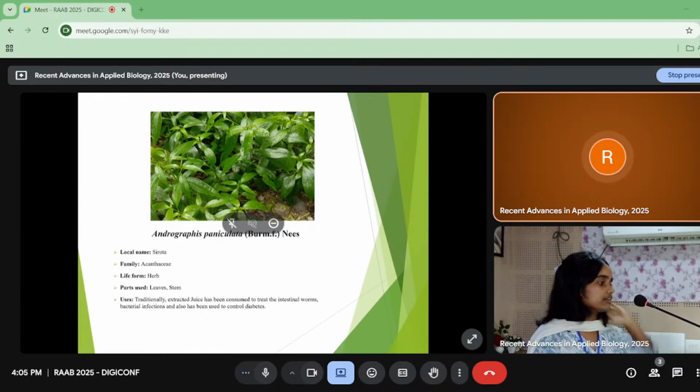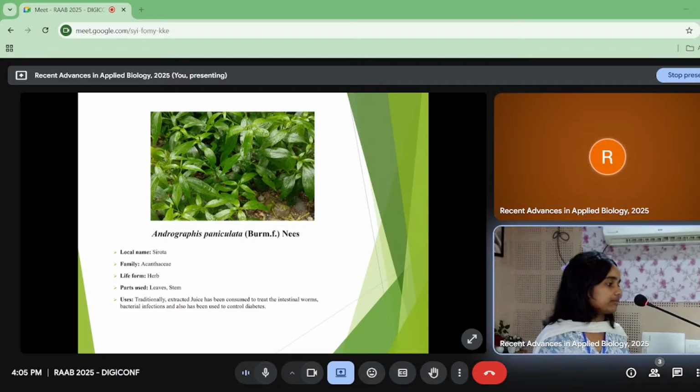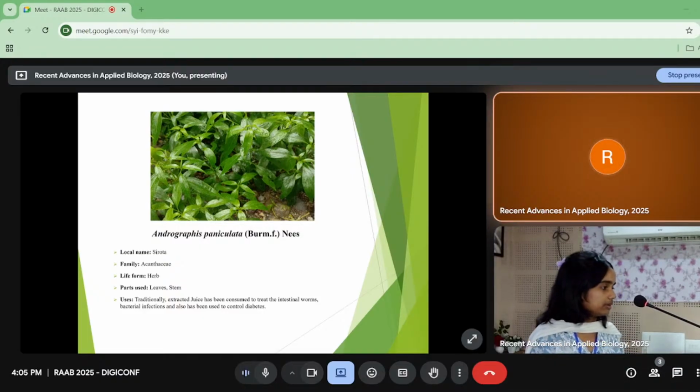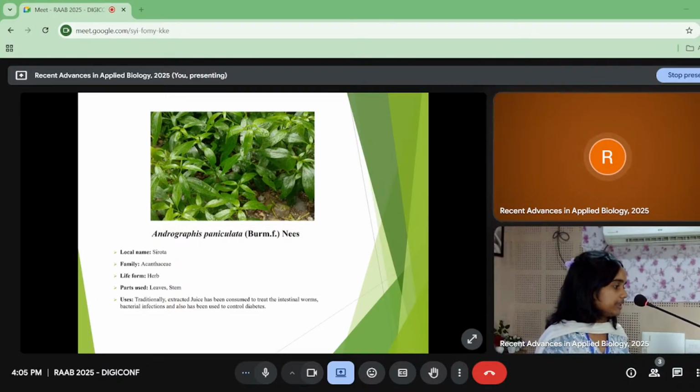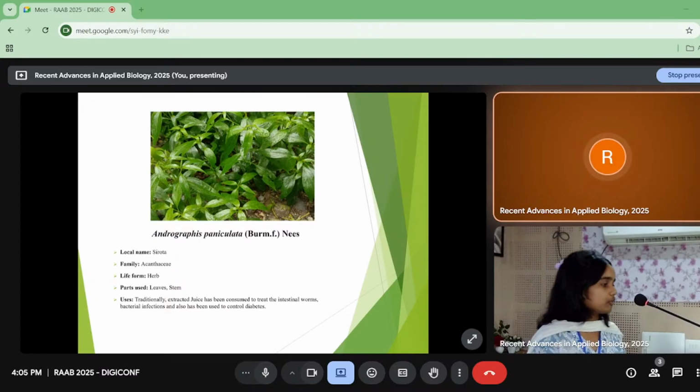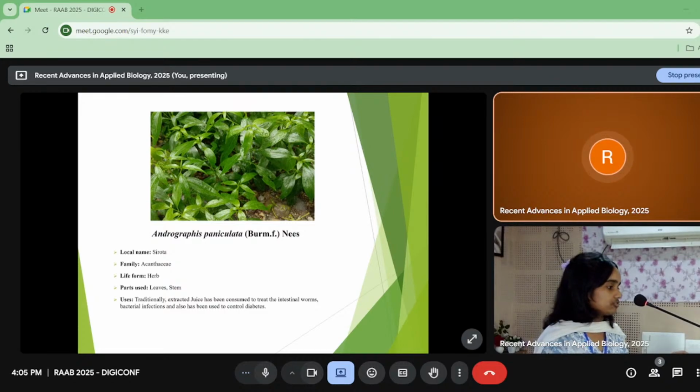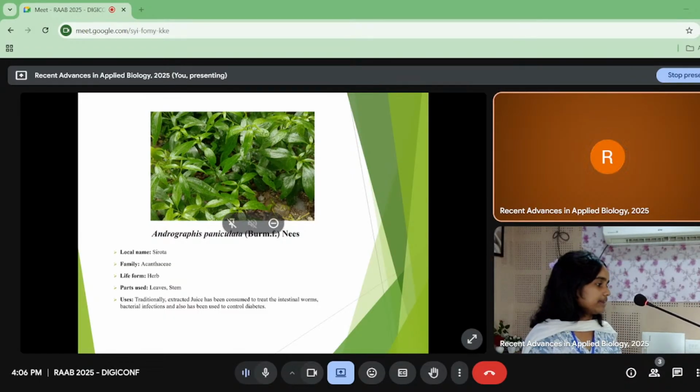Here is another species. The botanical name of this species is Andrographis paniculata, which belongs to the family Acanthaceae, and the life form of this species is herb, and basically leaves and the stem of these plants are used. So in our tradition, the extracted juice of this plant is consumed by humans to treat various conditions like intestinal worms, bacterial infection, and also to control diabetic condition.